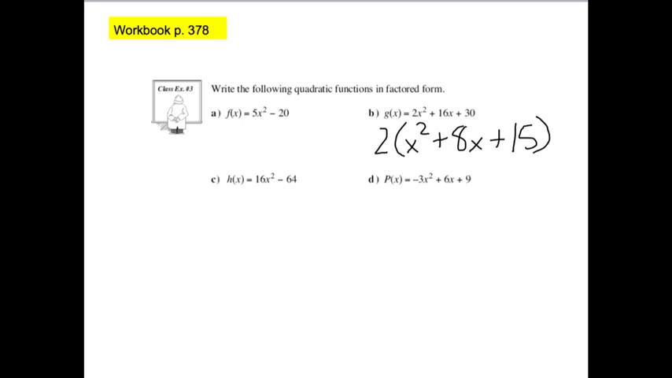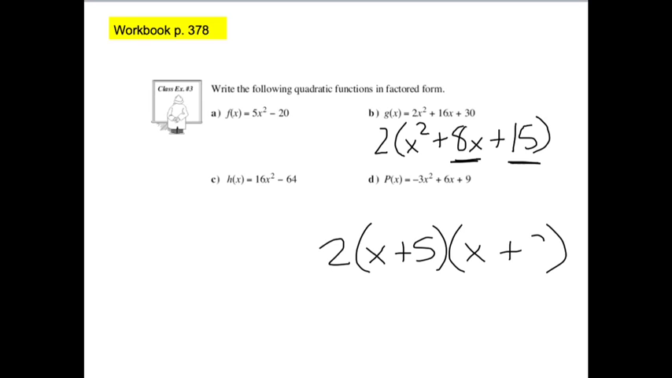So what you have to focus on is what adds to give you 8, but multiplies to give you 15. In that case, it's going to be 3 and 5. So when you factor this one all the way out, you're going to have x plus 5, x plus 3, and don't forget that 2 that you took out initially.